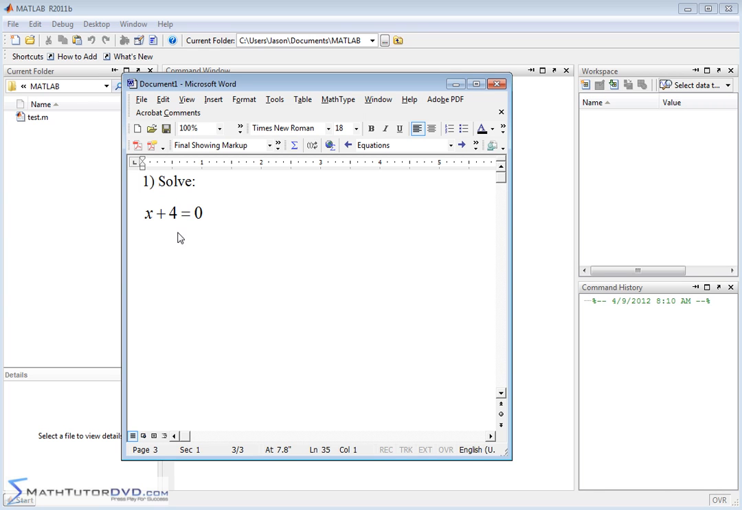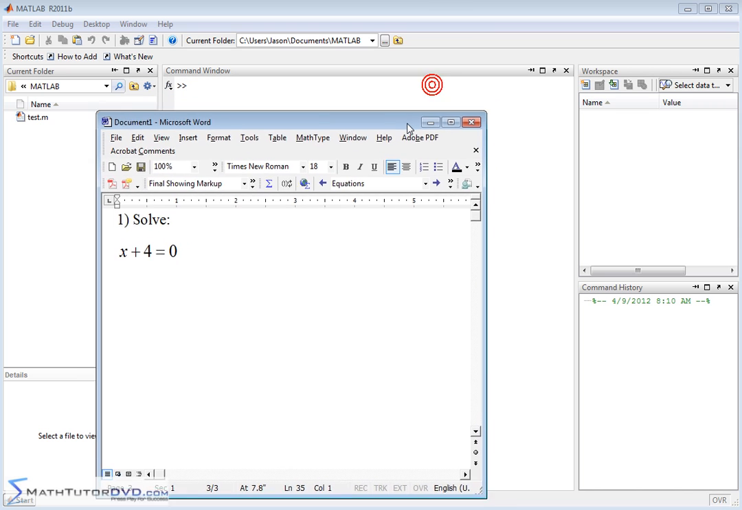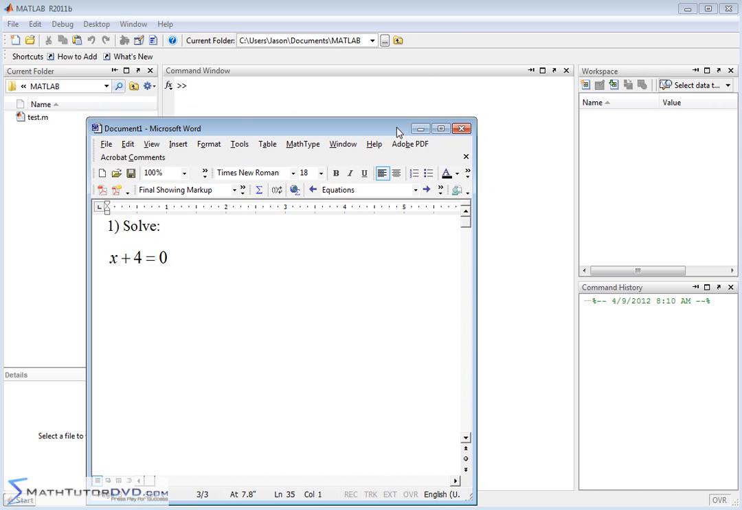If we want to solve it, the easiest way is to realize that we have something on the left that is equal to 0. So really, we're asking for the roots of this equation. We're trying to find out when this equation crosses the x-axis, which is when this expression is equal to 0. Matlab has a built-in roots command, and what we need to do is find the roots of this, which is x plus 4.